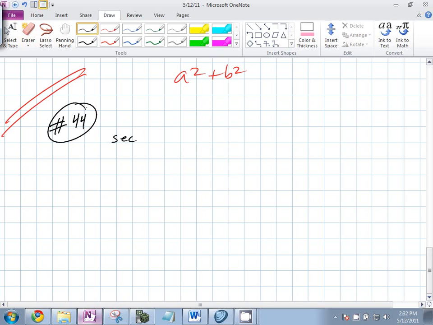44. Secant theta minus cosine theta over secant theta cosine theta.